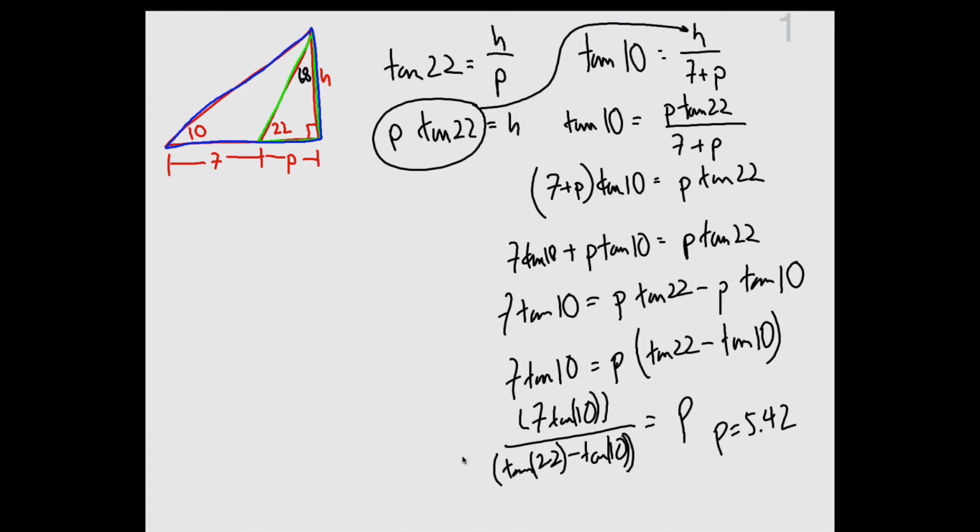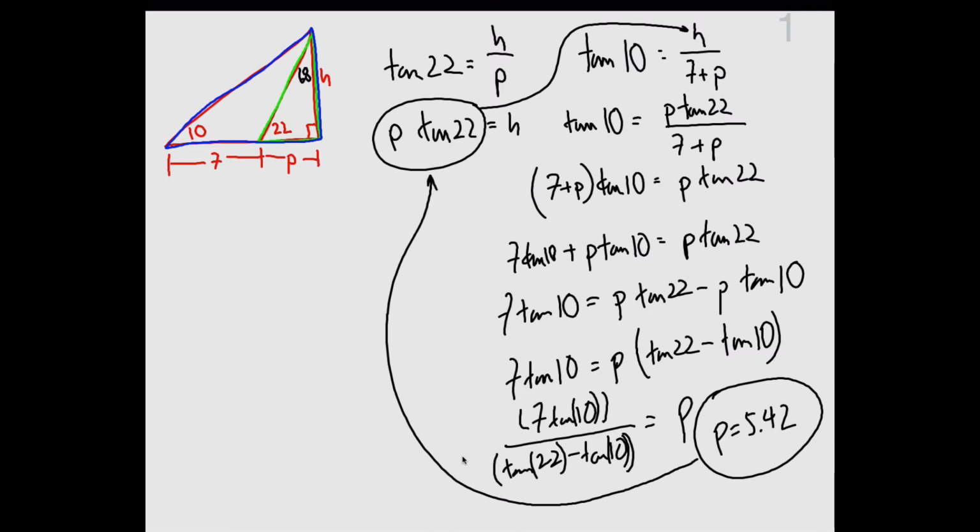Okay. How do we find H? So you use the tangent of 22 and plug in p. Take that answer which you stored on your calculator, multiply it by the tangent of 22, and we find that the height of the mountain is 2.19. 2.19 what? Meters.